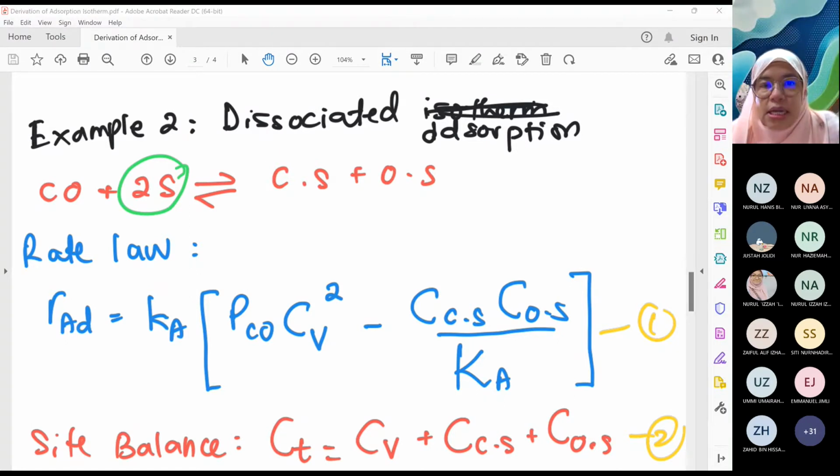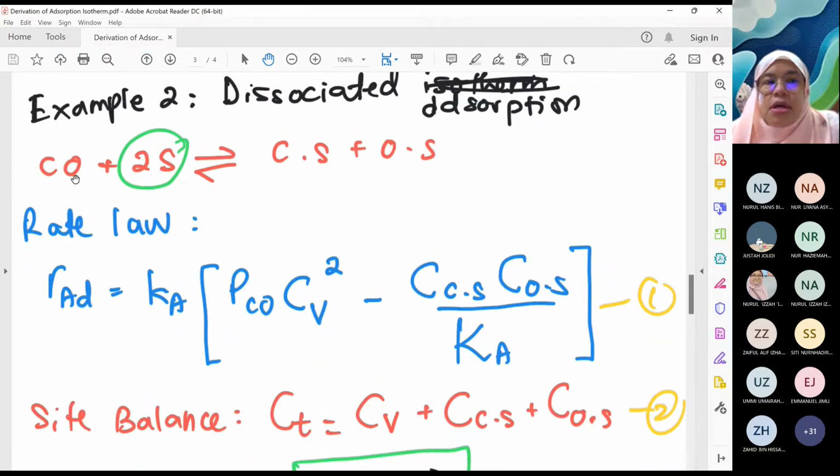What is dissociative adsorption? The molecule reactant but adsorbing as atom. So you have the carbon monoxide. Kalau dia adsorb as an atom, we need two vacant sites for the adsorption reaction to occur. So CO plus 2S, a reversible reaction, C·S plus O·S, and this is the rate of adsorption.